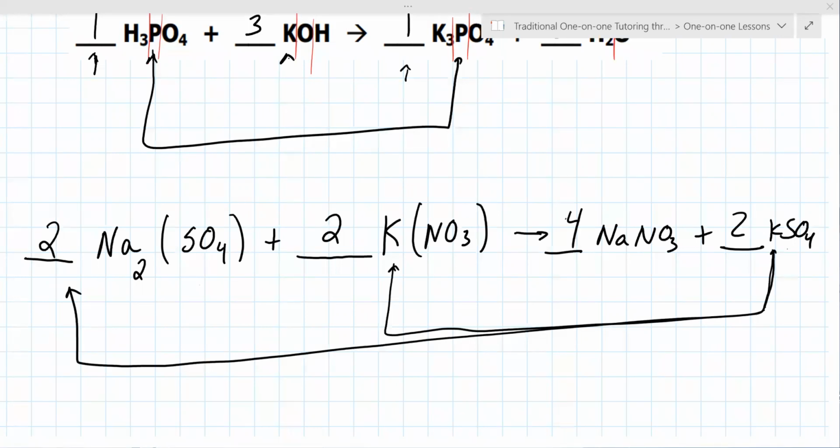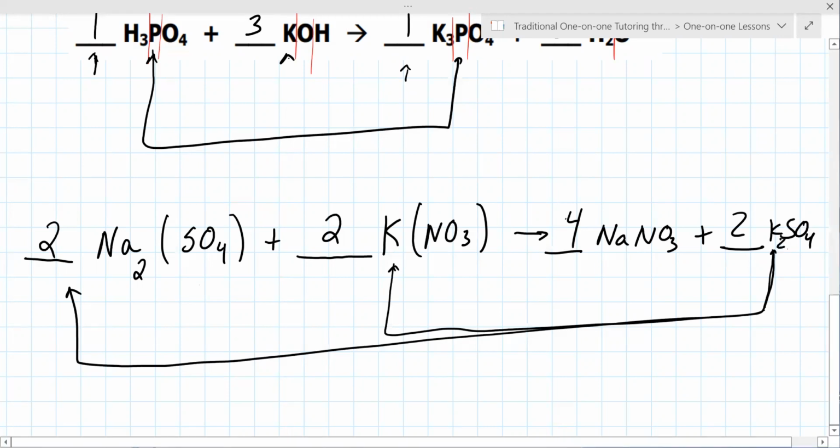Yeah, I do see it here. So here is the Na2SO4, KNO3. Oh, so the issue is that this is supposed to be a K2 over here. That's why we're having problems.